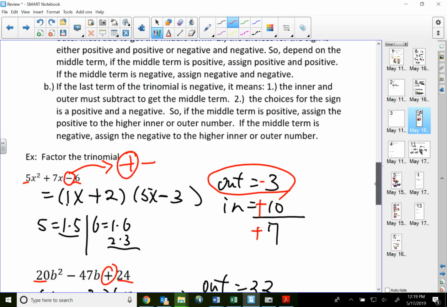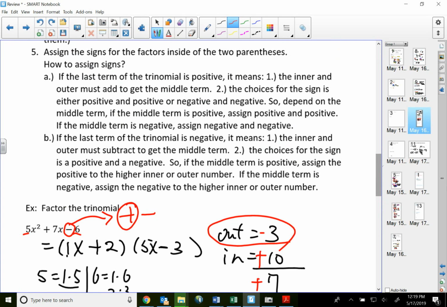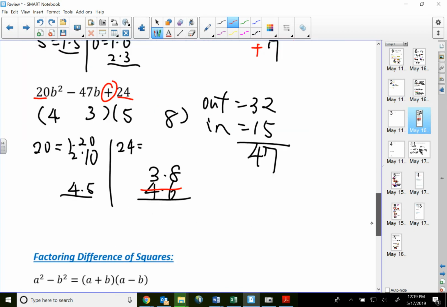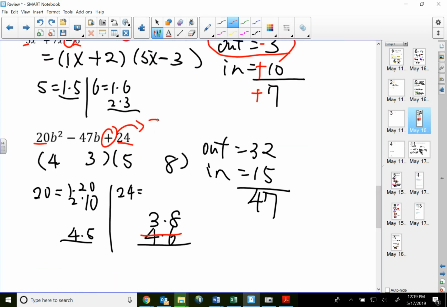So the last sign: if the last term of the trinomial is positive, it means I will add. Okay? The inner and outer must be added to get to the middle term. And the choice for the signs is going to be positive, positive, or negative, negative. So how did I get my 47? It has to be adding to get to the middle term 47. So your last sign confirms how you're supposed to get to the middle term from the inner and the outer.